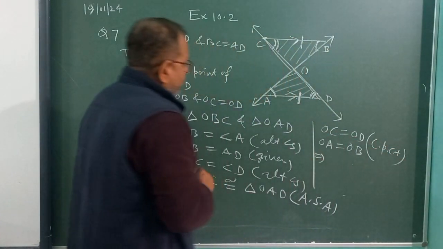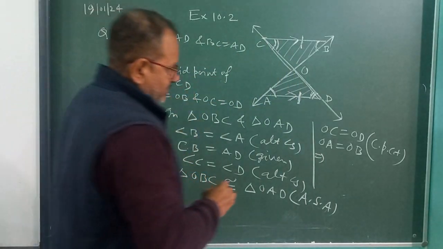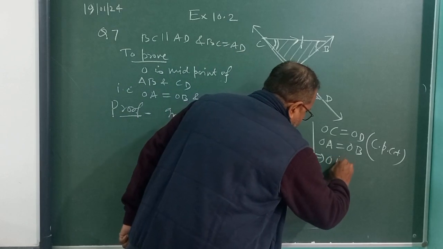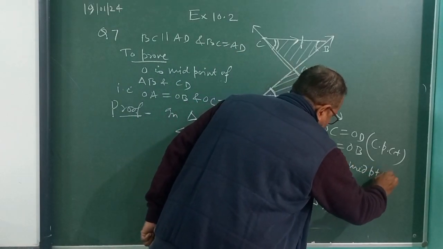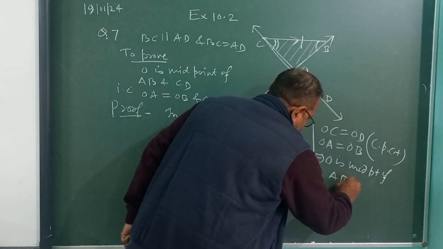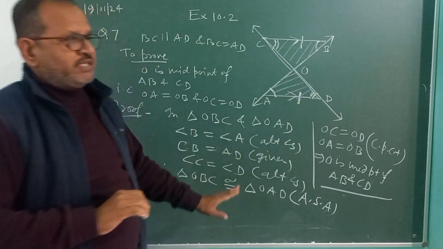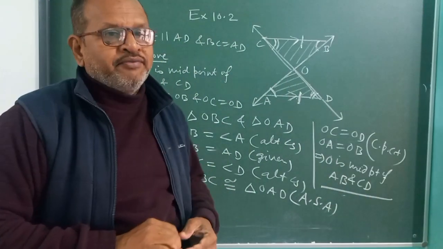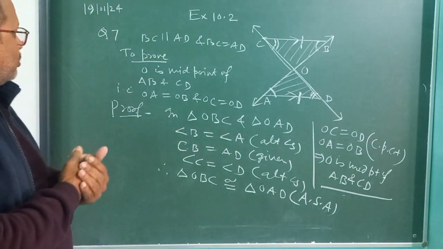So from here we can say that O is the midpoint of AB and CD. So we have proved this result. O is midpoint of AB and CD. So it was question number 7.